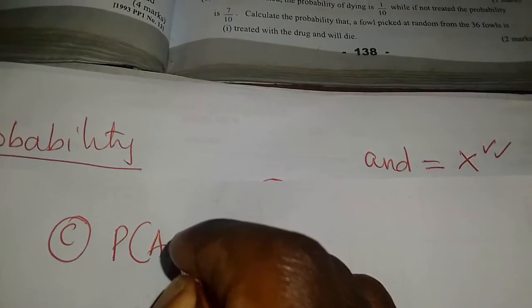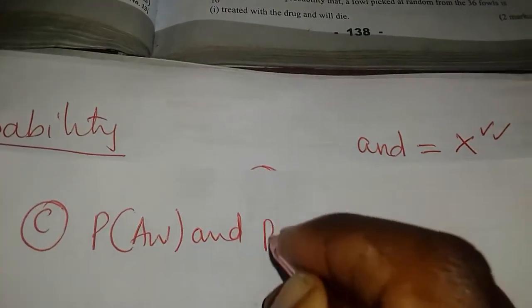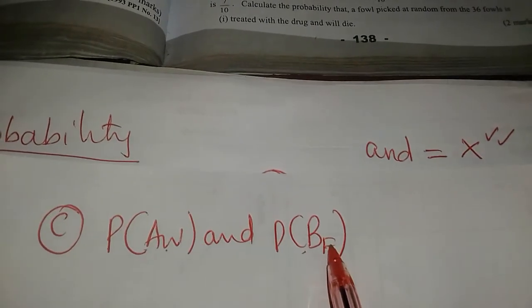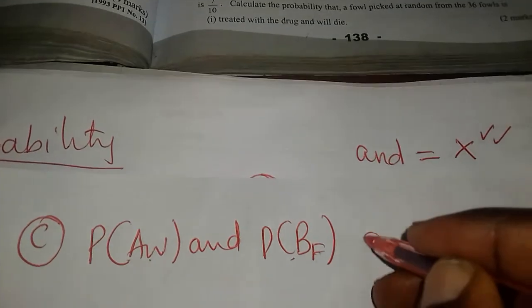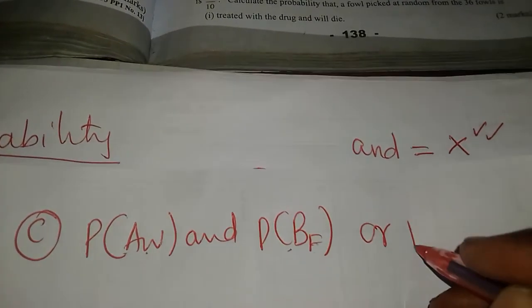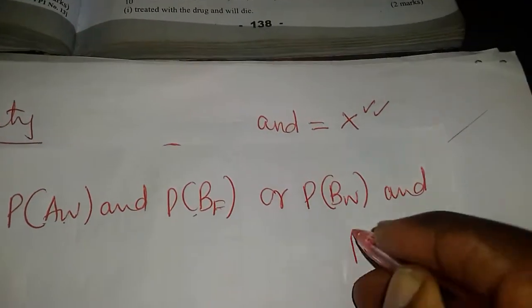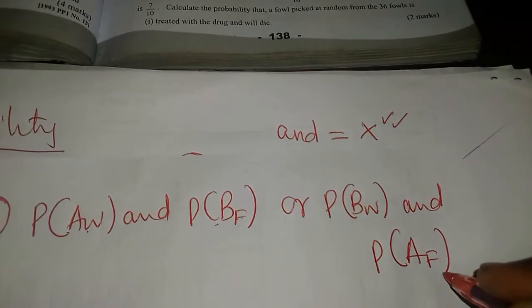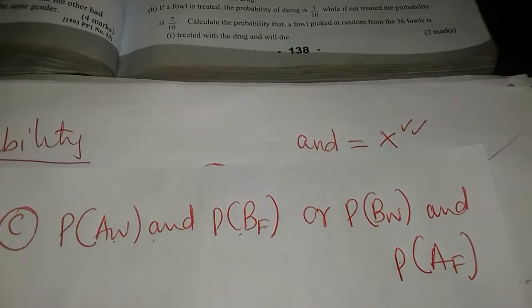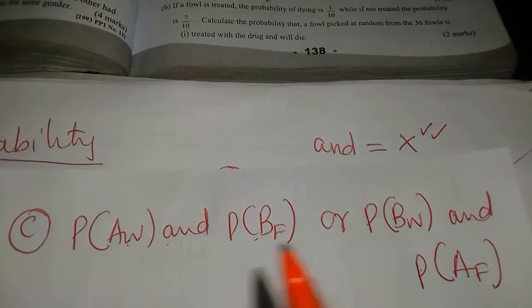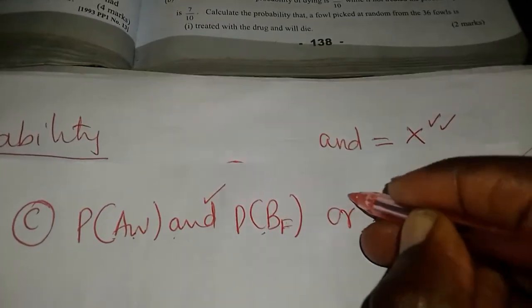So you can say probability of A working and probability of B failing. So in this first scenario, only one pump is working, and I've decided to take A as the one working and B obviously as the one which has failed. Or there's another possibility, the probability of B, which is the one working, and the probability of A, which is the one which has failed. So in either of these 2 cases, you only have one pump working. Either A is working and B has failed, or B is working and A has failed. I've told you and means multiplication and or means addition.